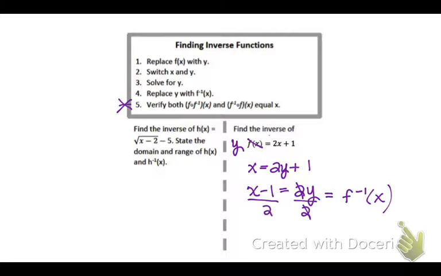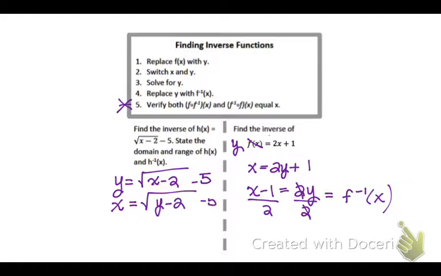For h of x, the first thing they ask us to do is to find the inverse. And I'm actually going to skip writing h of x. I'm going to go straight to writing this as y because I know that I'm going to have to rewrite that anyway. So there's my function. We're going to change all of the variables to the other variable. So now we have x is equal to the square root of y minus 2 minus 5. And we need to solve this equation for y.